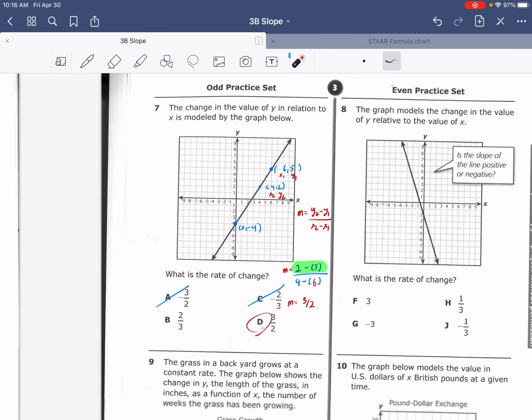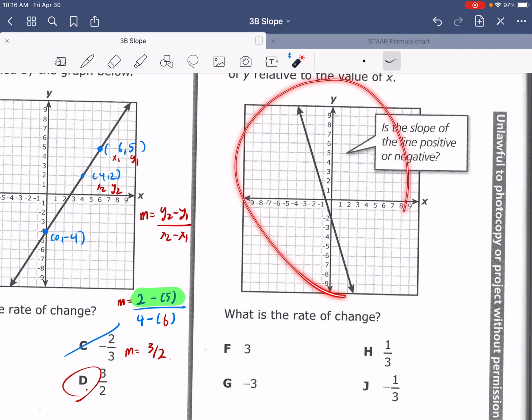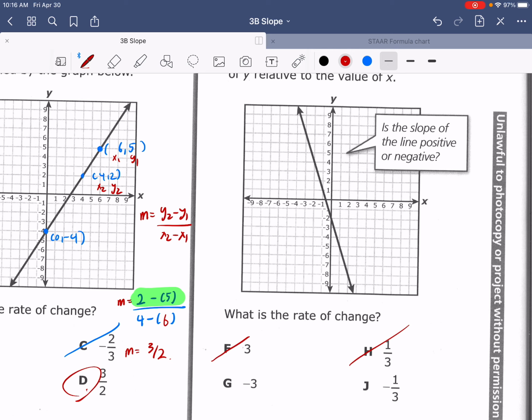Alright. So try this question by yourself. Again, the hint is, look at this graph. Is that going up or going down? It's going down, right? So it's a negative slope, and you can eliminate two answer choices, which are F and H. So your solution is gonna be either G or J.